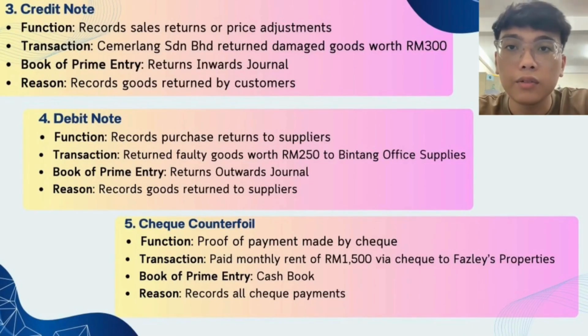And the last one, for summary, source documents like sales invoice and credit notes provide proof of every business transaction. Each document is linked to a specific book of prime entry, such as the sales journal or sales returns journal. This process creates a clear and organized paper trail. It ensures that all transactions are accurate, complete, and verifiable, which is essential for reliable financial reporting.